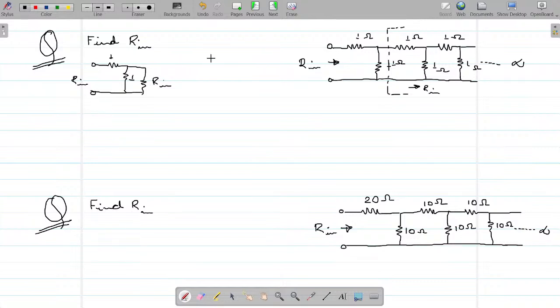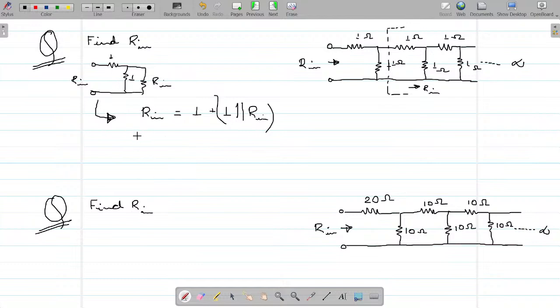So if I have to solve this question, tell me, can I write it as R input? Tell me if I'm correct. R input is equal to 1 plus 1 parallel to R input, right? This is your equivalent. 1 is parallel to R input and this is your 1, right?